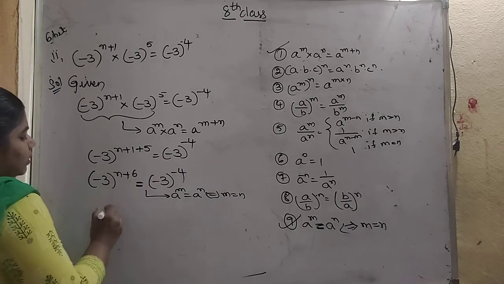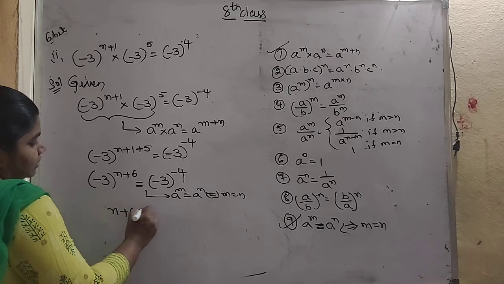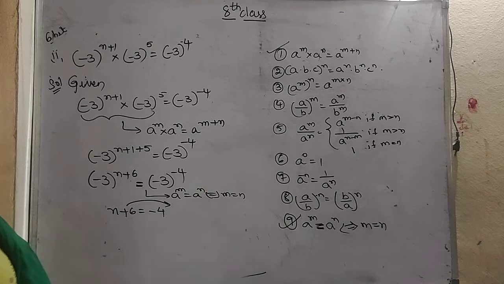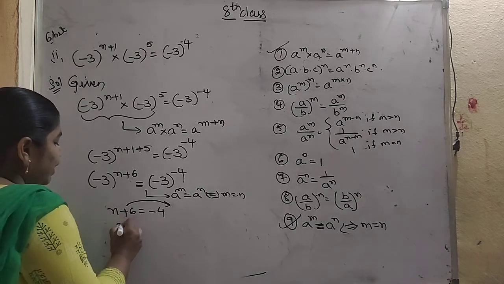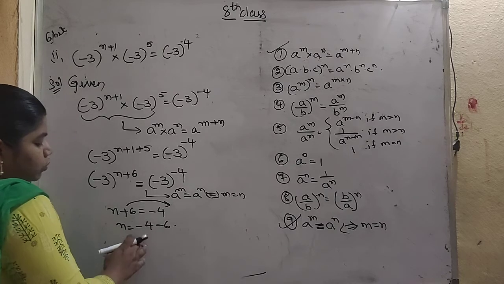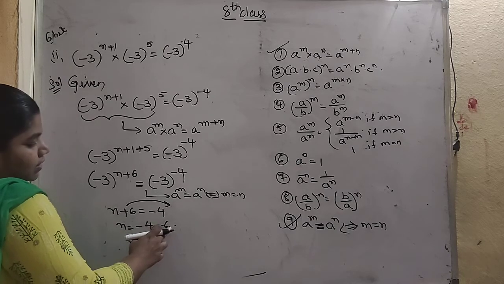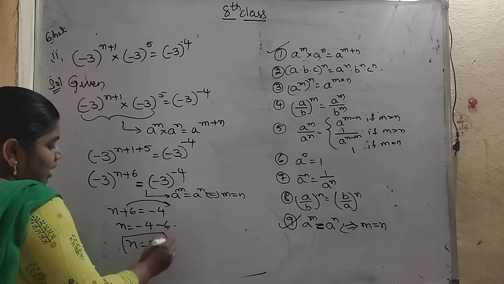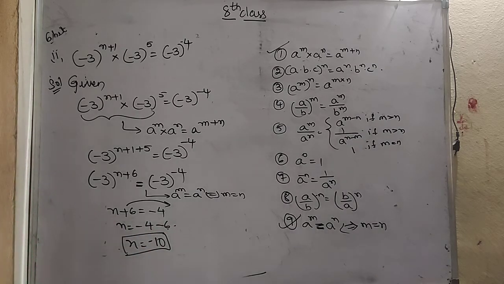Now equate the powers, that is n plus 6 is equals to minus 4. I am transposing this plus 6 to the other side, that will become minus. So n is equals to minus 4 minus 6. So n is equals to, minus into minus will be plus, 6 plus 4 is 10. Bigger number sign is minus. So what is the answer here? N is equals to minus 10.